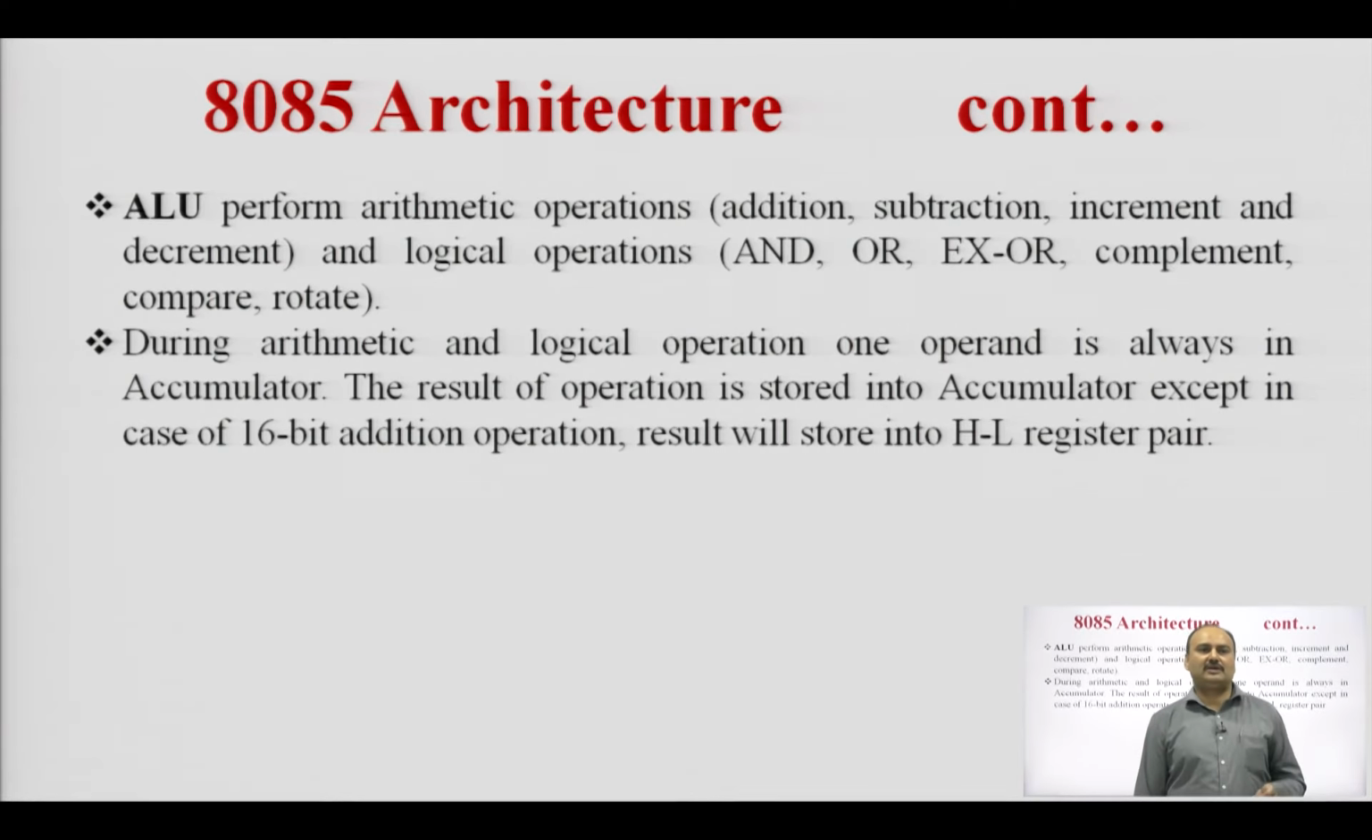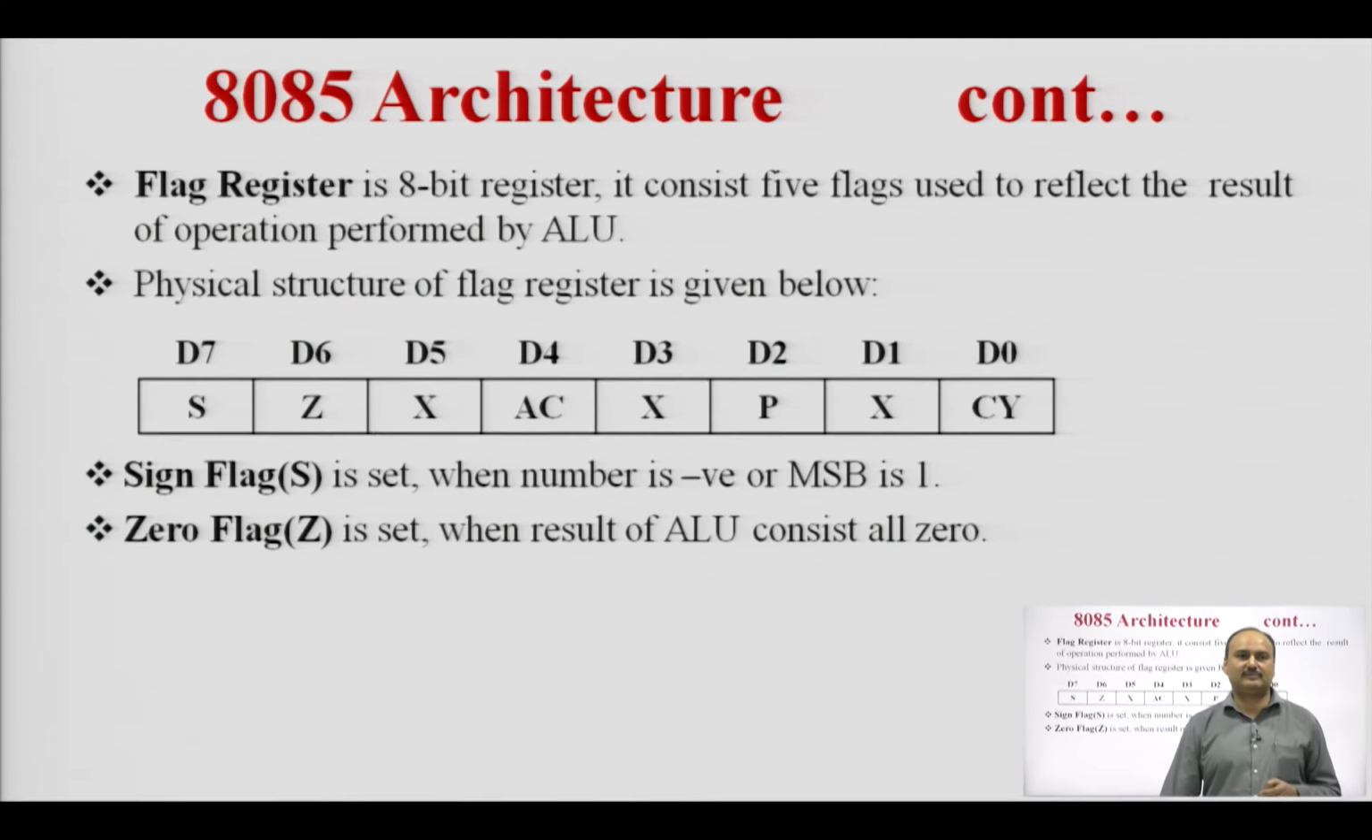So, the arithmetic and logic unit will perform the following arithmetic operations: addition, subtraction, increment, decrement. The logical unit will perform the logical operations: logical AND, logical OR, logical XOR, complement, compare and rotate operation. So, this is the function or purpose of the arithmetic and logic unit of the 8085 microprocessor.